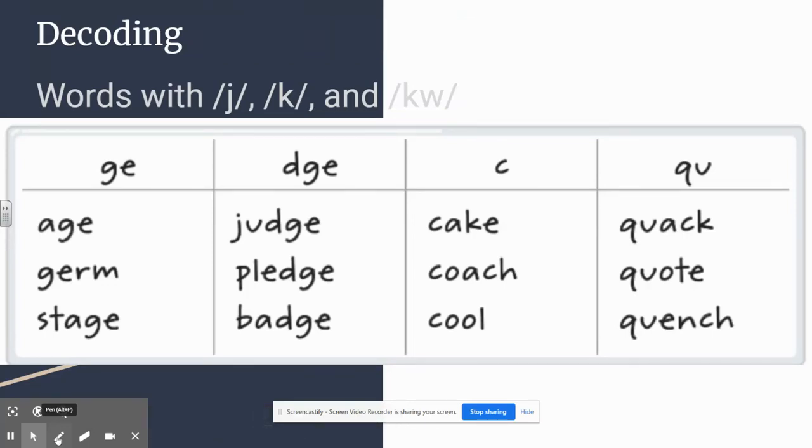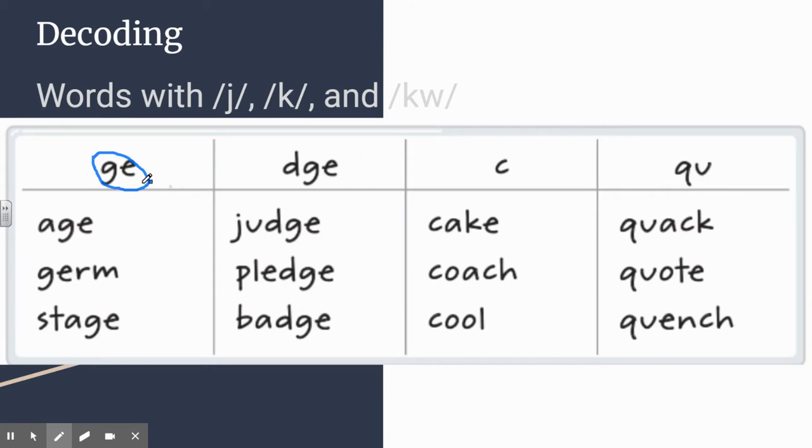Today we are going to work on words that have the j sound, the k sound at the end, and the kw sound at the beginning. All right, let's first take a look at this letter combination. When the E comes after the G, it tells the G to make the soft sound. Now, normally the G says G. That's called the hard sound. When the E is after it, that is the soft sound, and it says J, like a J.